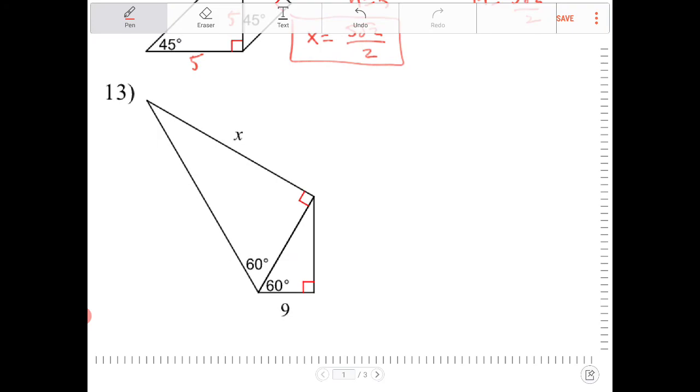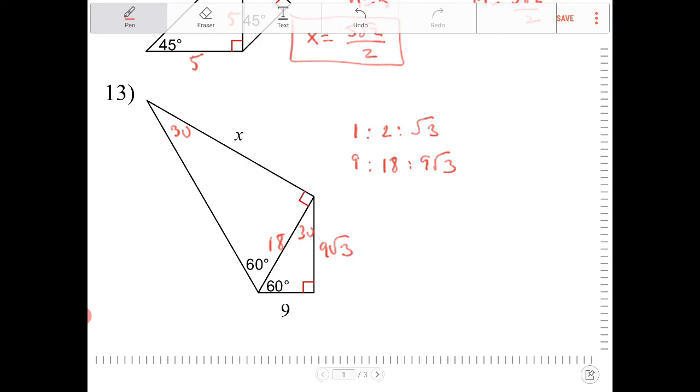Number 13. This is 30. So if this is 9, I immediately can tell that the hypotenuse will be 18, right? And again, how did I do that so quickly? That's because I have 1, 2, radical 3. Side length of 9 is opposite of 30, so that's right here. So immediately I need to multiply every number here by 9. So I end up with 18 and 9 radical 3. So this hypotenuse will be 18, and this leg over here is 9 radical 3.